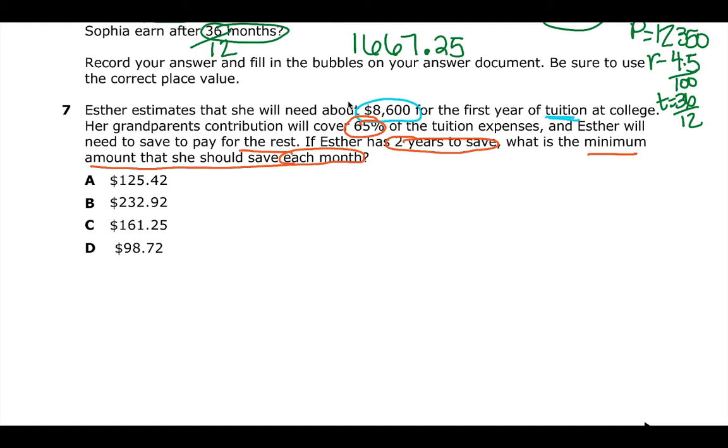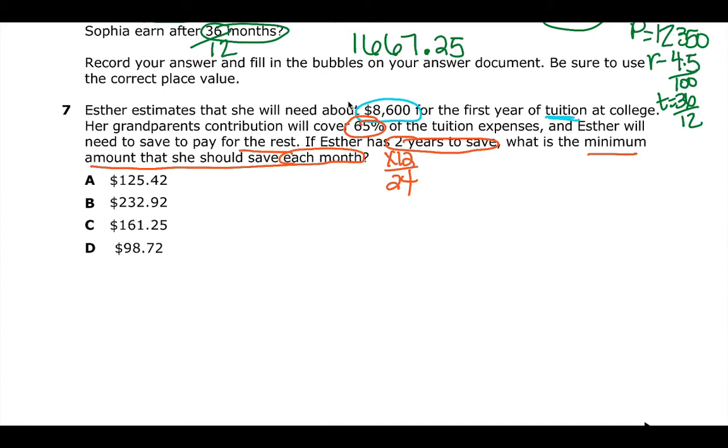So how many months are in 1 year? 12. So 2 years it would be 24. So Esther has to pay 35%. How'd you get that? If they're paying 65%, 100 minus 65 is 35. So that's Esther's portion. Good job. My kids today were really good at that too. Just go from 100 minus whatever.